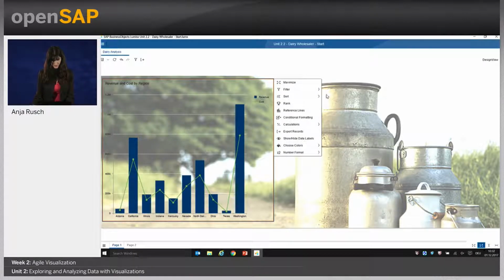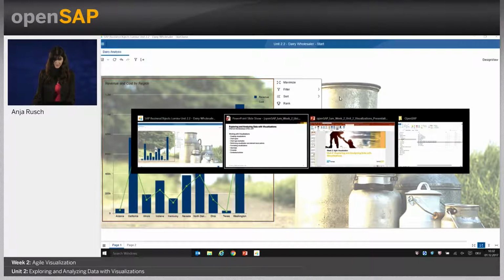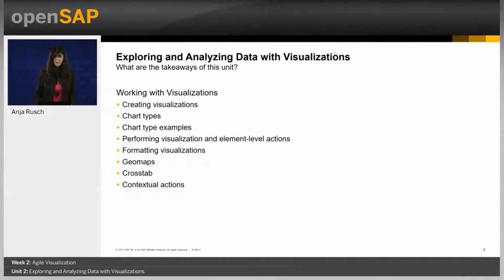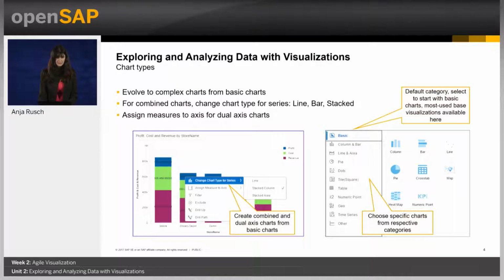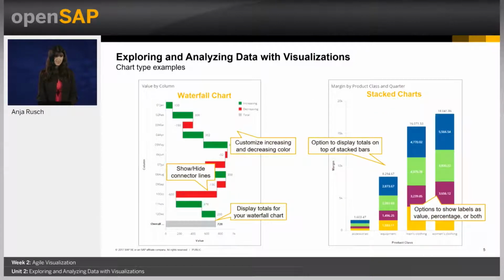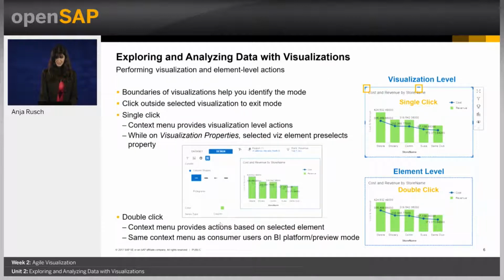So let's go back now to our presentation to see if we still need to cover something. We showed how creating a visualization. We showed how to evolve from basic charts to more complex charts. You see here I just included some more chart types that you can try out. I will include the examples for you there. So for example, a waterfall chart where you can customize the increasing and decreasing colors, or for example have the totals here of your waterfall chart.